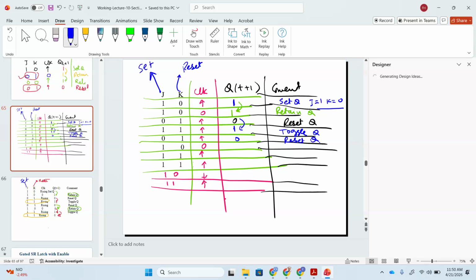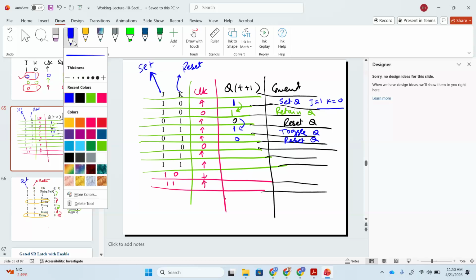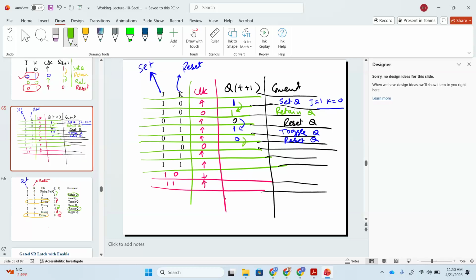1 0 and the clock is 0. What will happen? It retains the 0. Please remember, this 1 0 is also 1 0, but the problem is it will retain the value. So this is actually retaining the value, 0.